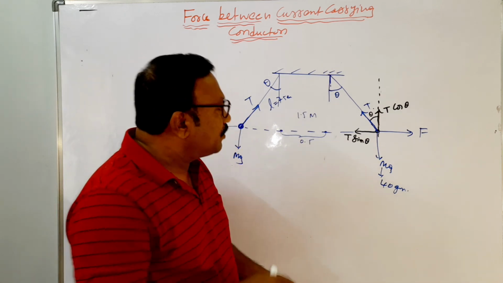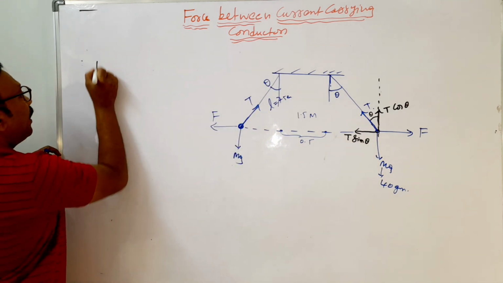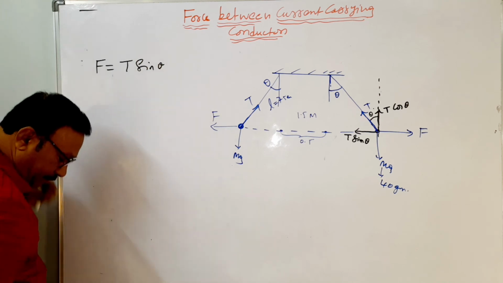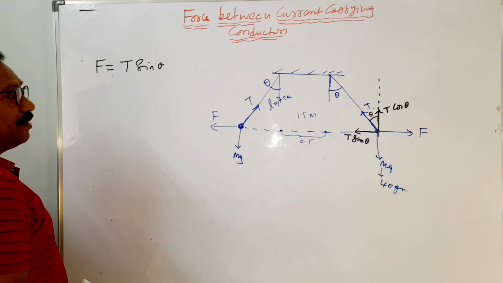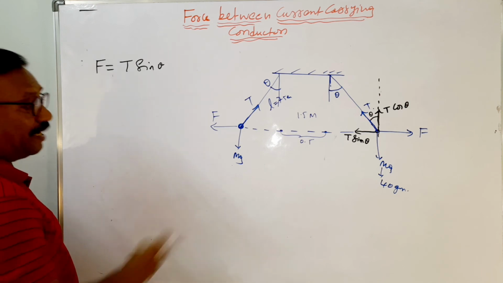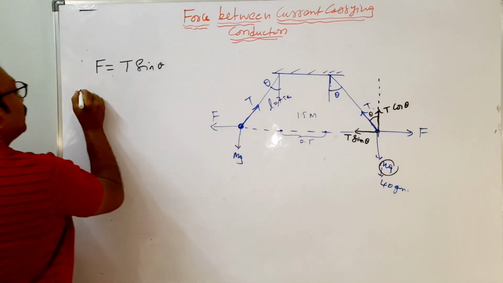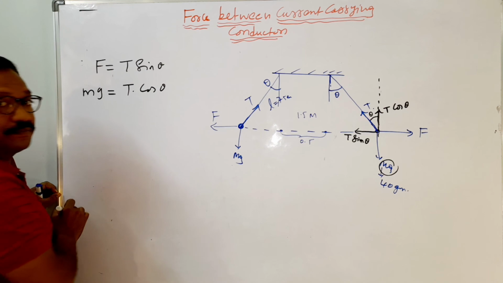So let me write that now. T sin theta must be equal to F. So therefore, F is equal to T sin theta. And what is mg? mg is equal to T cos theta. Therefore, mg is equal to T cos theta.